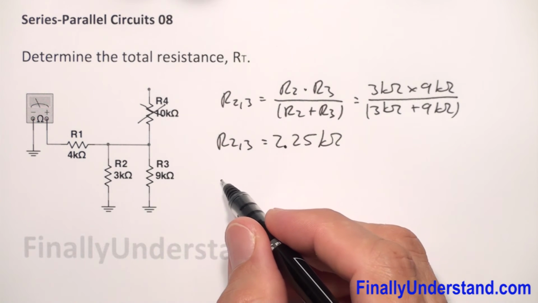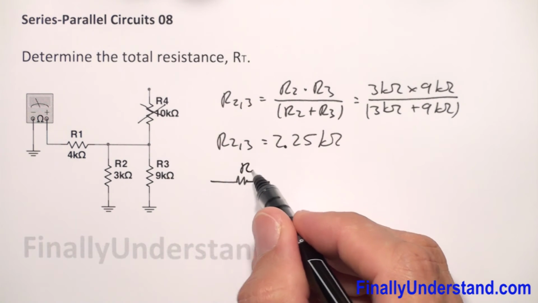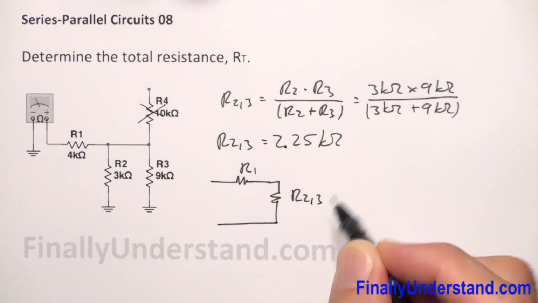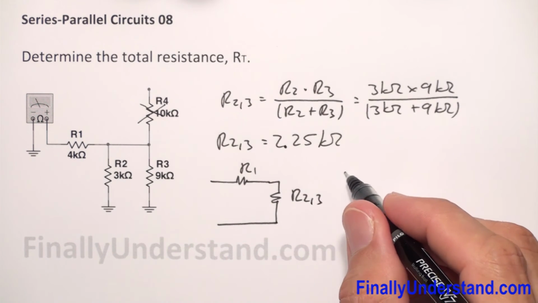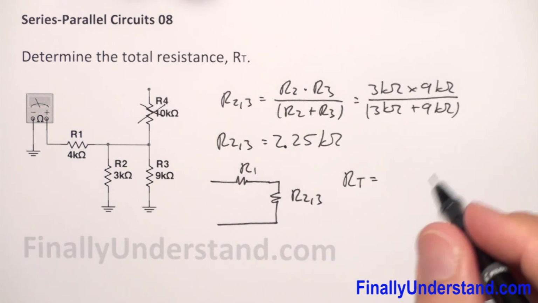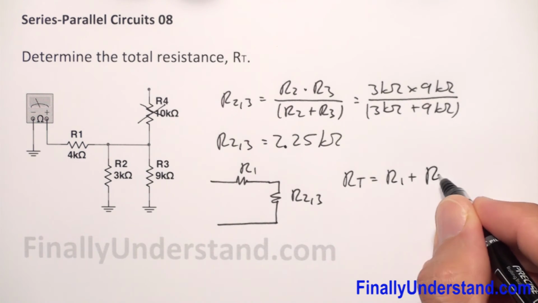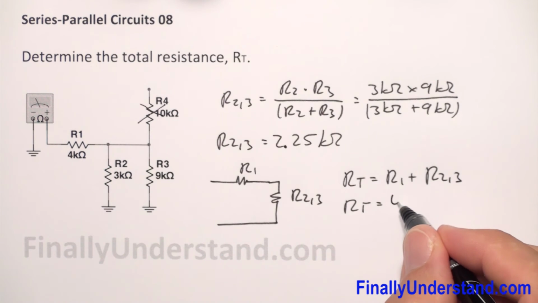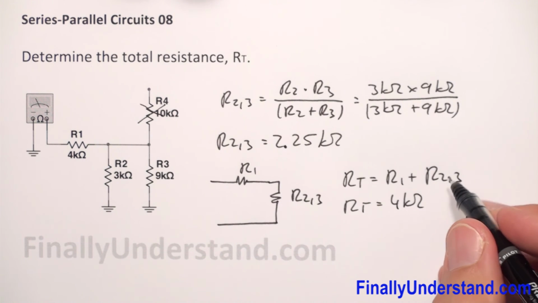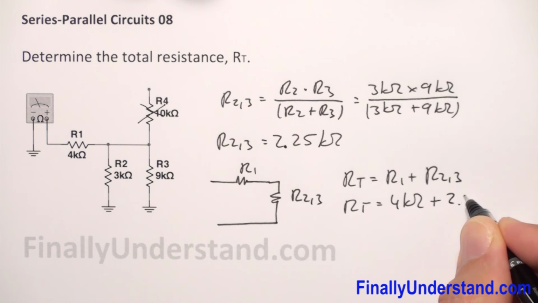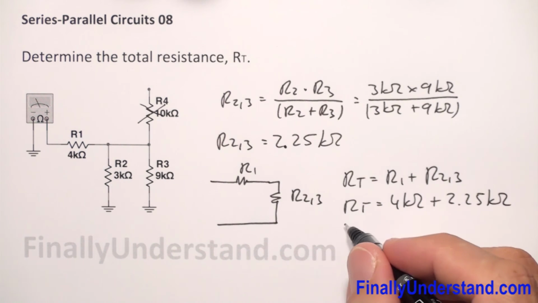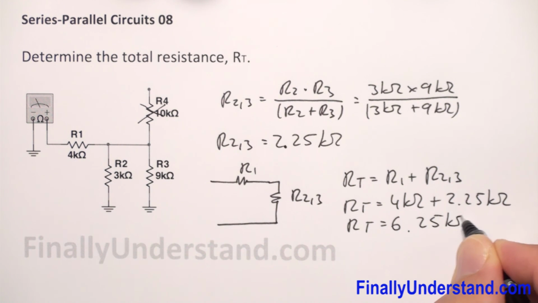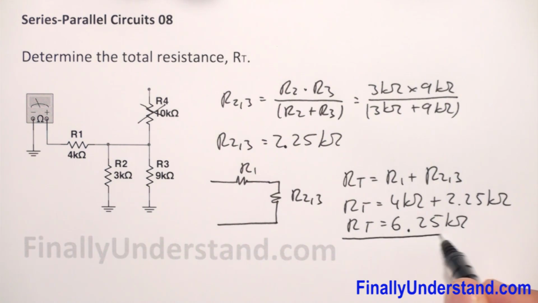Next, we can redraw the circuit. So this is my R1 and this is my R2 3. In order to find the total resistance, we simply add these two resistors together. So I have R1 plus R2 3. So R total is equal to R1, 4 kilo ohms, plus 2.25 kilo ohms. So R total is equal to 6.25 kilo ohms. Okay, and this is the solution to my problem.